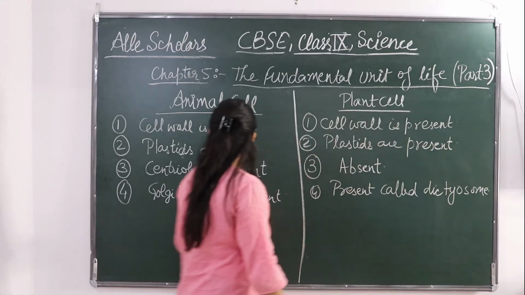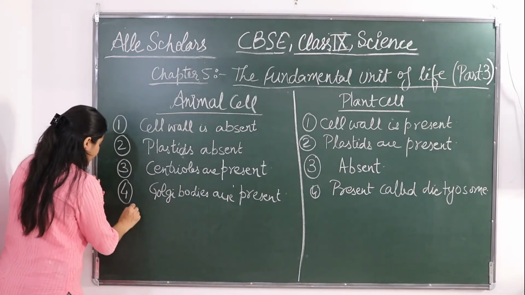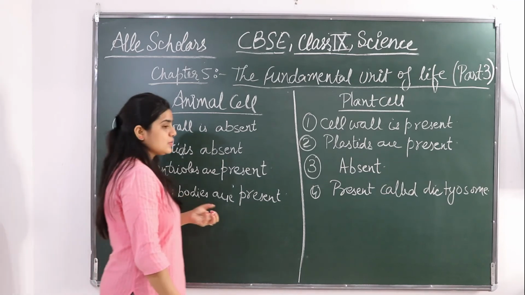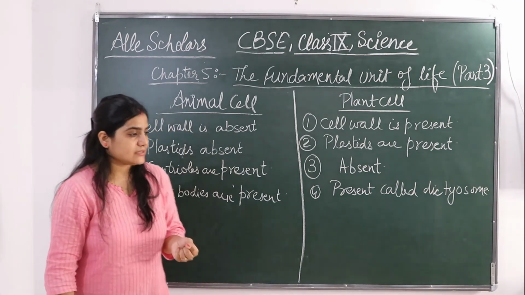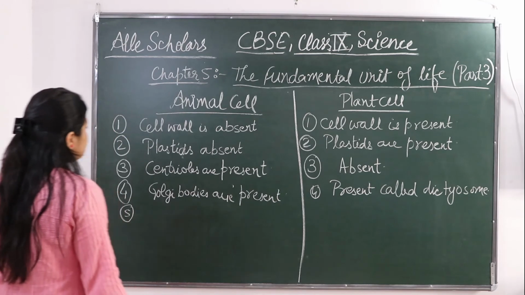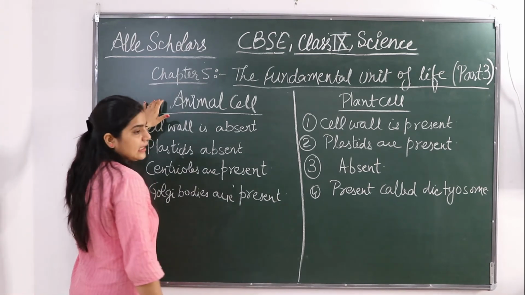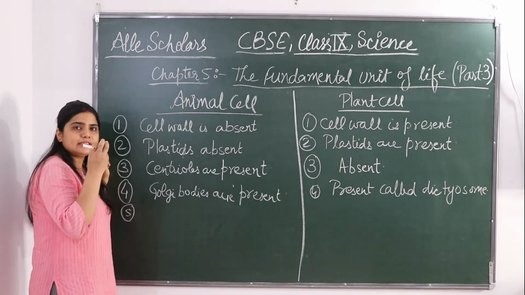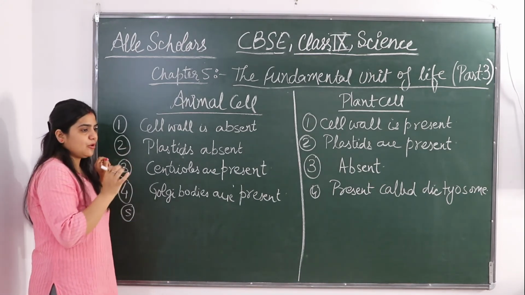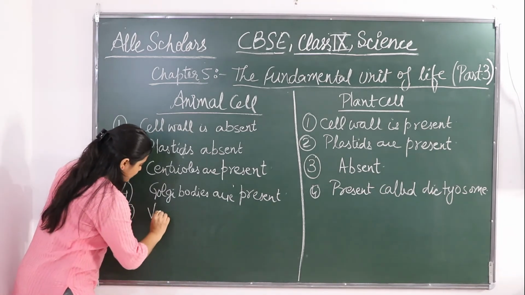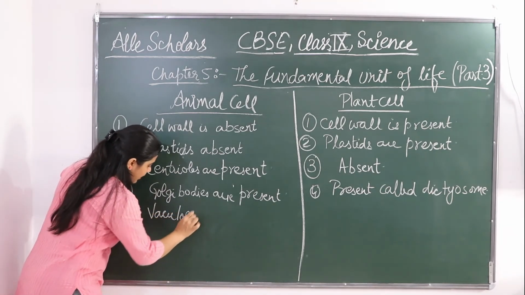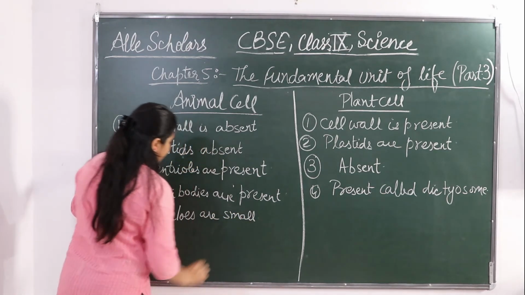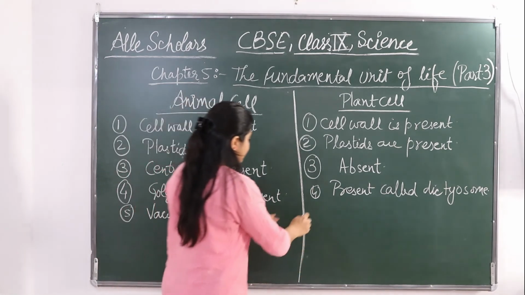So this is a Golgi body or Golgi apparatus, also it is called. It is a cell organelle which is also called as the suicidal bags. Okay. So in animal cell, vacuoles are either absent, or if vacuoles are present, they are very small. Small vacuoles are found.